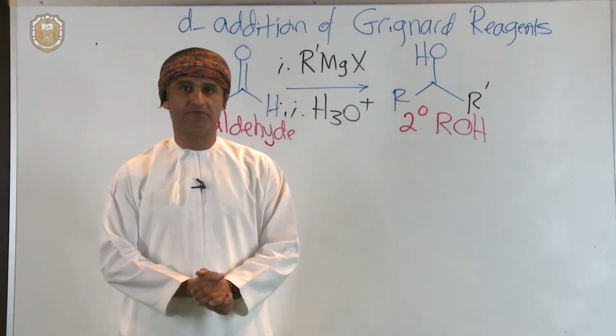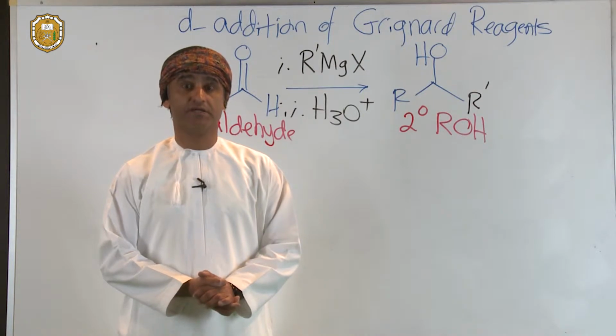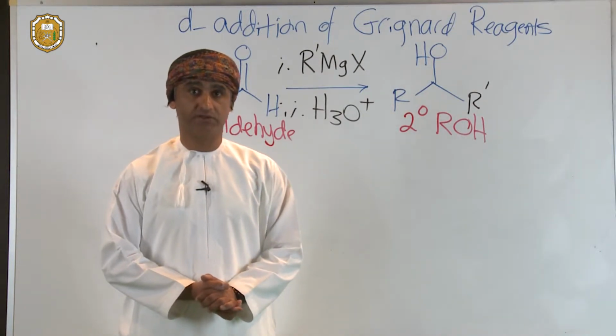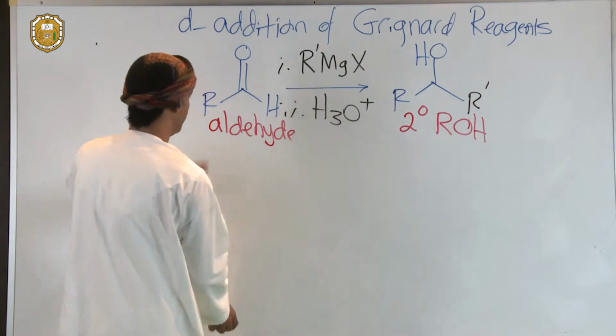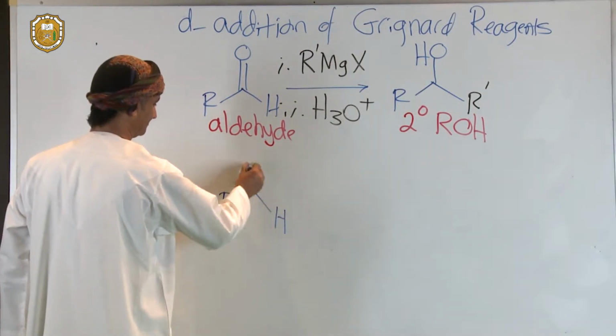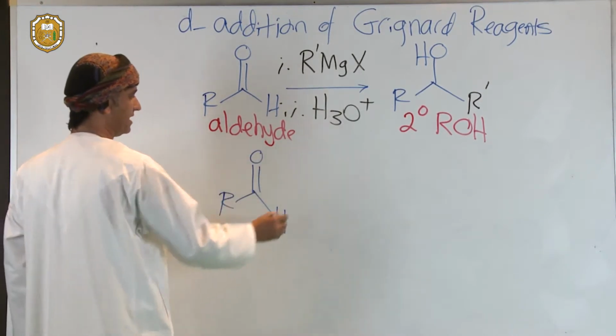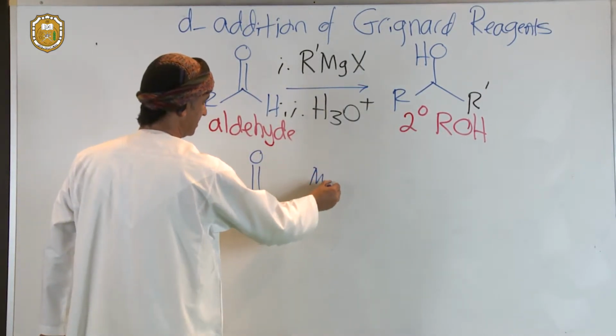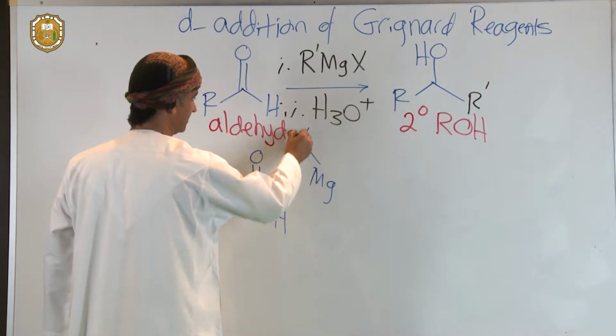Let's now try to think of a mechanism for the Grignard nucleophilic addition on aldehydes and ketones. Let's draw the structure of the general aldehyde like that again. So one way to do this is to write the Grignard like that.